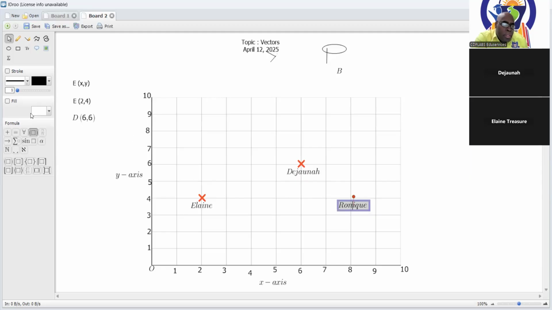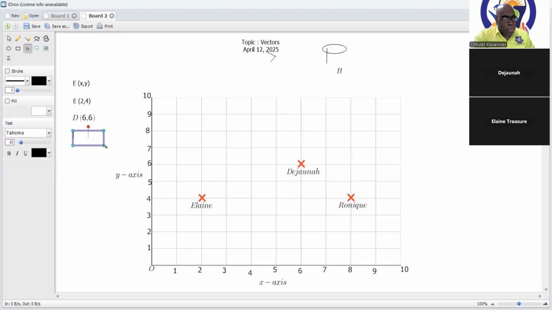Let me plot the point so you can see I'm right here. So tell me the point now, Elaine. Where am I now? It's across 4, good. 4 on Y, and 8 on X. As we go across, and Y, 4. Good. Very good. So it's 8, 4.